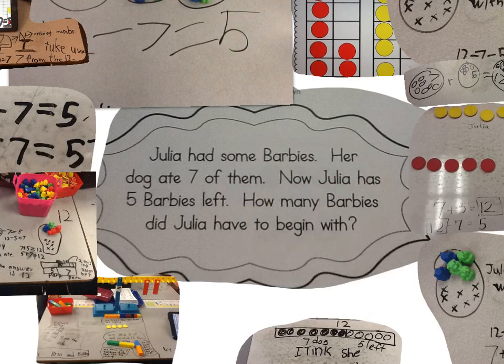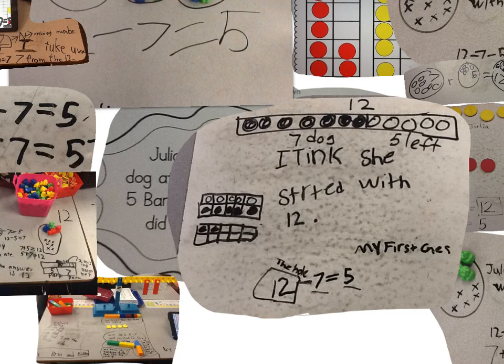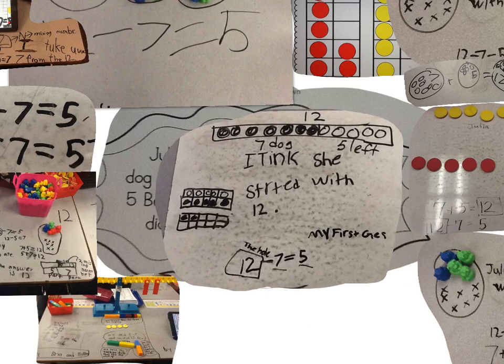We also moved on to a representational idea here. Someone's using the tape diagram at the top where they have 12 altogether. That shows how many Julia had to start with, and the 7 Barbies the dog ate and the 5 they had left, showing that you can use a part-whole idea in the tape diagram to show subtraction as well as addition.